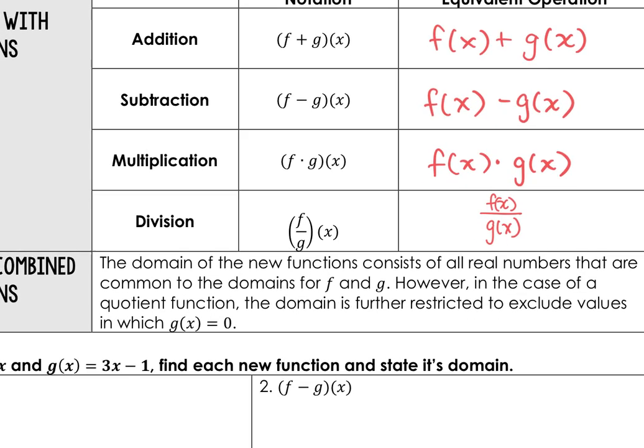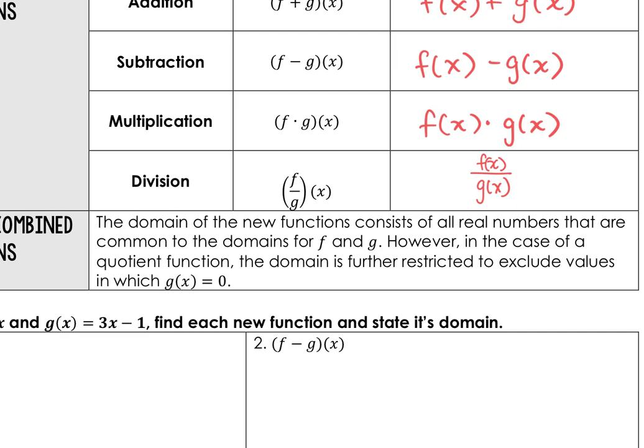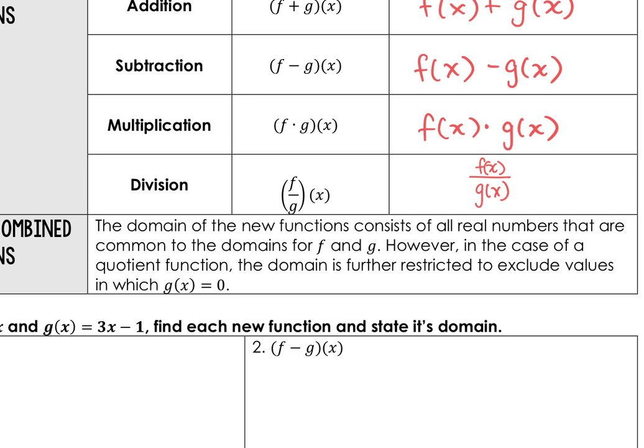In this section, you're also going to be asked about the domain of these new functions that you create. The domain of the new function consists of all real numbers that are common to the domains of f and g. Now, we need to be careful with a couple scenarios. One of those is the quotient function, because our domain is going to be a little bit further restricted to exclude the values in which g of x equals 0.